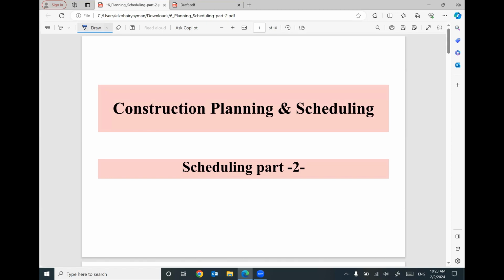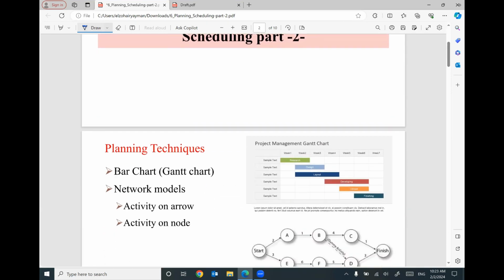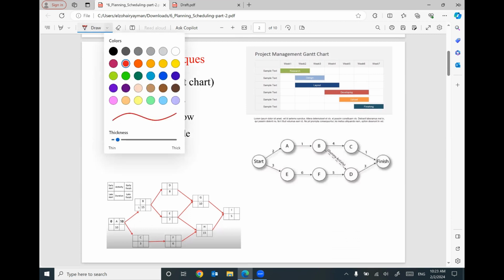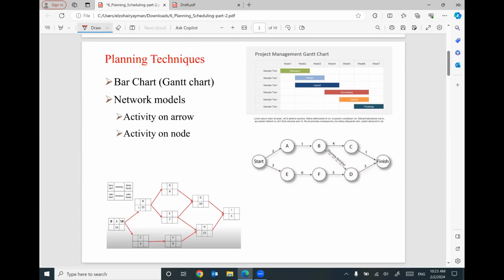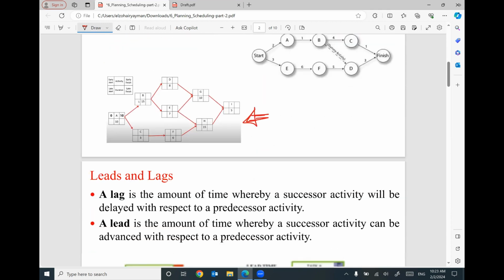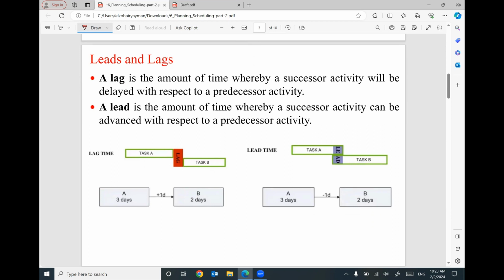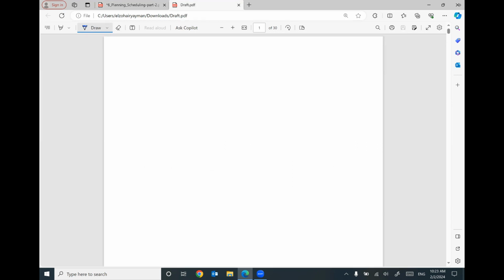We will continue doing some examples on scheduling using the activity on node. Previously, we started talking about how to figure out the timetable, the timeline of the project using the activity on node network. So I will continue by doing more examples, but before starting these examples, I would like to highlight one point. Sometimes we have a relationship between two activities like A and B.